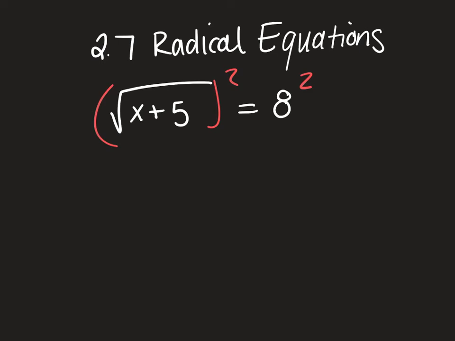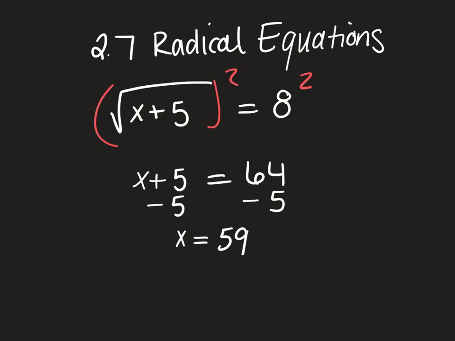So on the left side, since we're squaring that square root, we're just going to be left with what's inside. So that's just going to give us x plus 5. And 8 squared is 64. And then subtract 5 from both sides. So x equals 59.